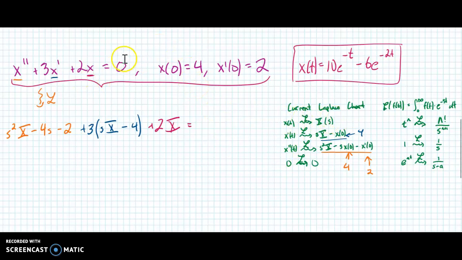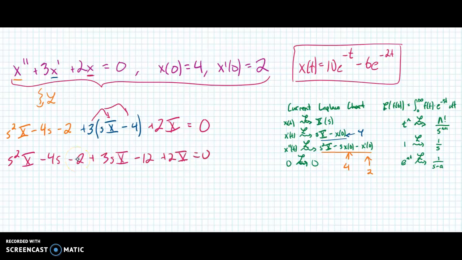And then that is equal to the Laplace of 0, which is 0. Now you could take some steps here and jump some things, but whenever I do that, I always wind up dropping a negative or something like that. So I'm going to be really careful here. I get s squared big X minus 4s minus 2 plus 3 times those guys. I get 3s big X minus 12 plus 2 big X equals 0.